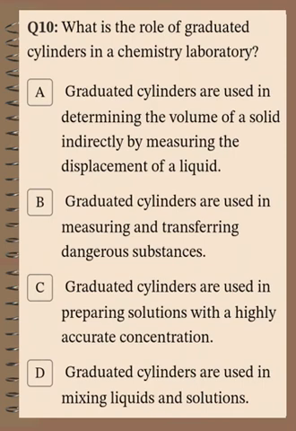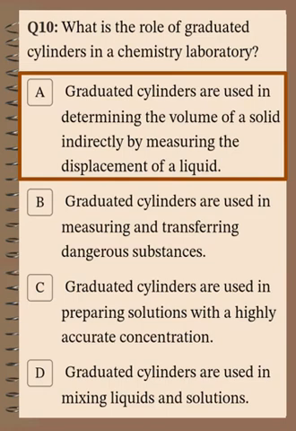Question number 10, what is the role of the graduated cylinders in a chemistry laboratory? We said graduated cylinders can be used for many things, as we studied before. We use them to measure the volume of liquid accurately and of irregular solid bodies. So here, graduated cylinders are used in determining the volume of a solid indirectly by measuring the displacement of a liquid.